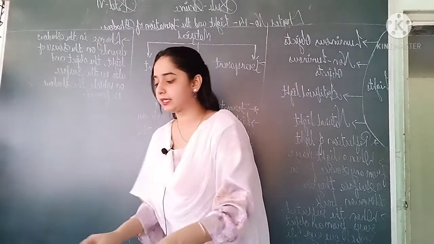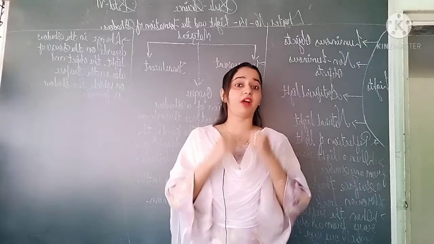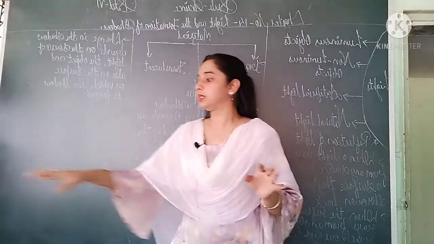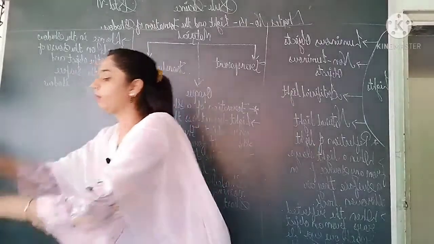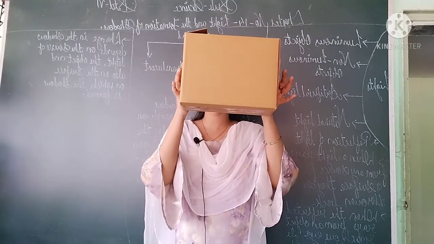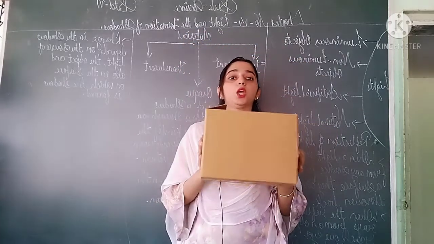Now the next is opaque. In opaque we can see only one side, the other side we are not able to see. See here. This is a box. We can see only one side, we cannot see the other side. So it is known as opaque.